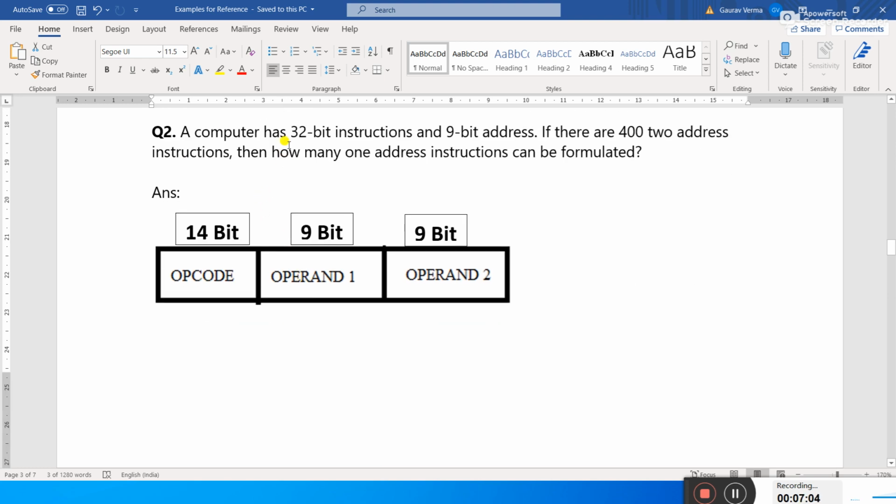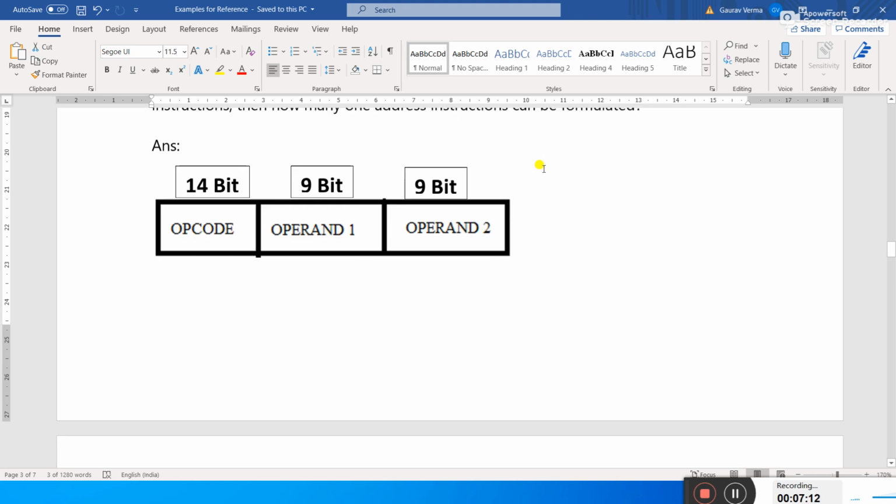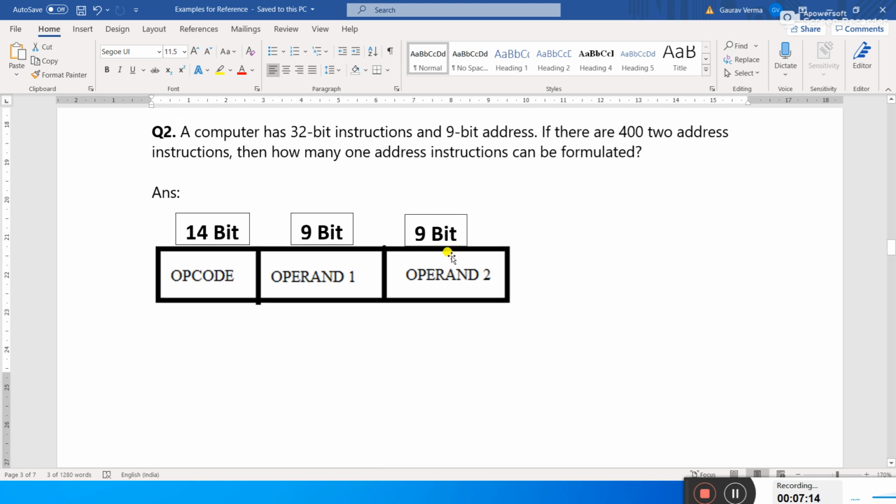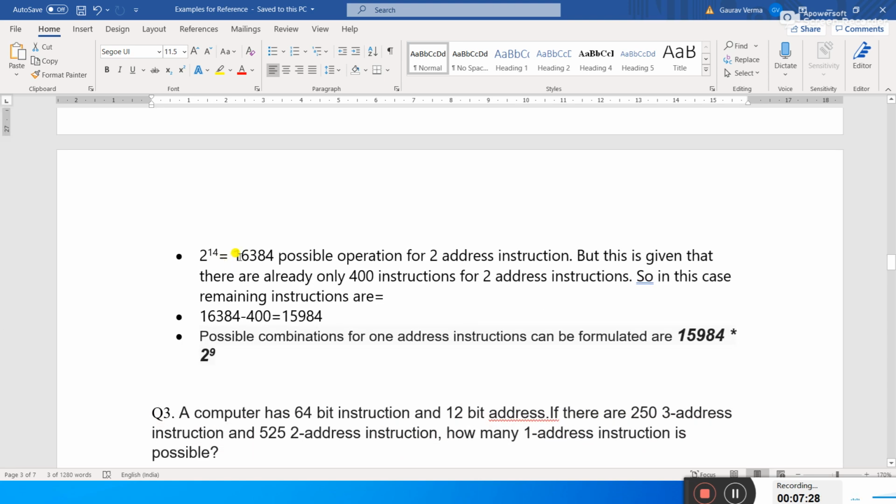Next, let's see: a computer has a 32-bit instruction and a 9-bit address, and if there are 402 two address instructions, then how many one address instructions can be formulated? So now you can see that 9-bit operands are there and 32-bit instructions are there. 18 bits go to the two operands, and the remaining bits are 14 bits. So 2 to the power 14, the number of instructions is 16384.